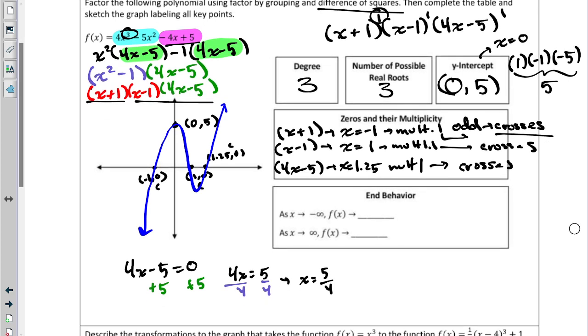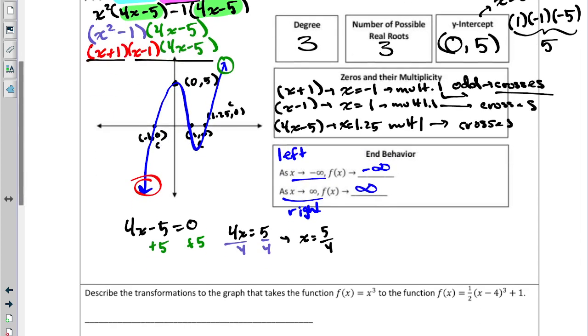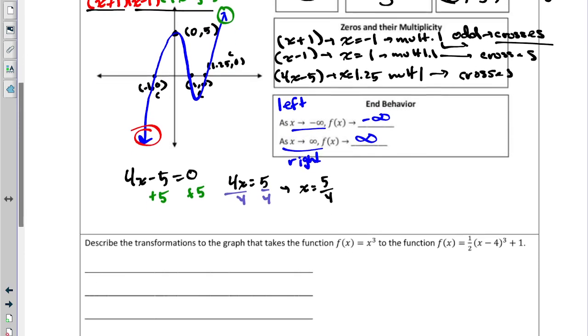And then let's talk about the end behavior. The end behavior is saying when x goes to negative infinity, that just means when you look at the left side of the graph, which way is your graph pointing? Which way is the arrow pointing? As I go to the left, it's pointing down towards negative infinity, right? And then same thing, as I go to the right, which way is this arrow pointing? As x goes to the right, it is pointing up, which is to positive infinity. And there's your end behavior. You can also use the end behavior table from something.